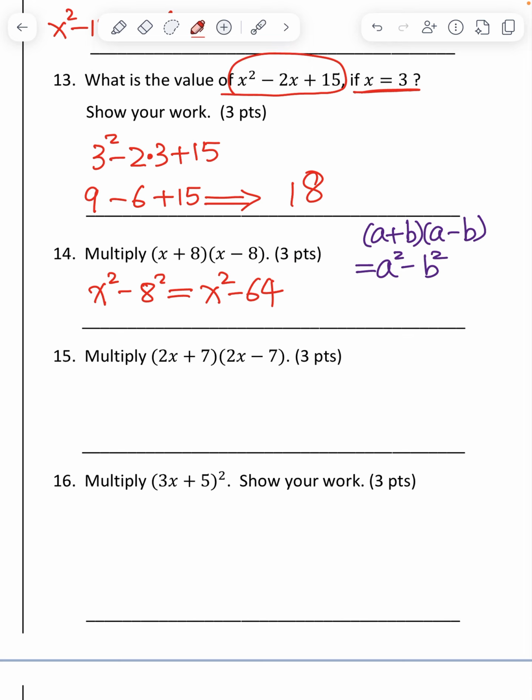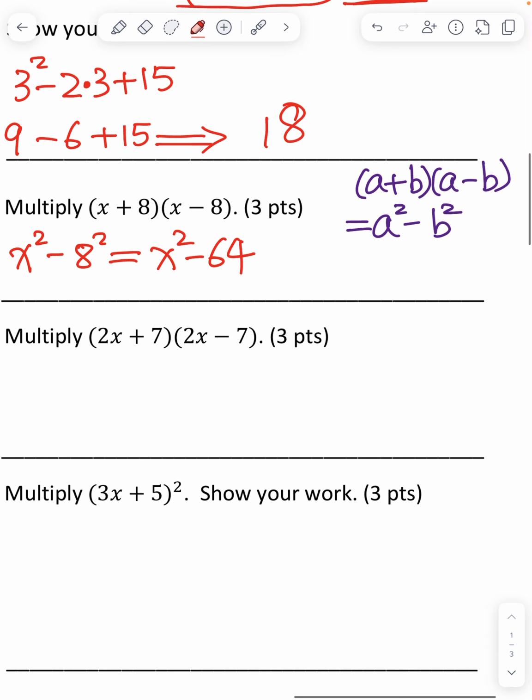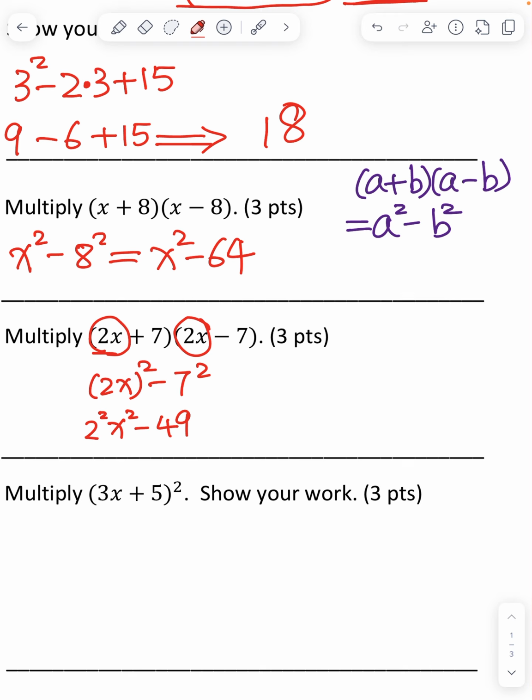Number 15 is kind of the same, but the first term has two things, a number and the variable. So we're going to do the first thing squared, and minus the second thing squared. So 2x squared, we have to do 2 squared and then x squared, so minus 49. 7 squared is 49. This equals 2 squared, that's 4. So 4x squared minus 49. So this is our final answer.